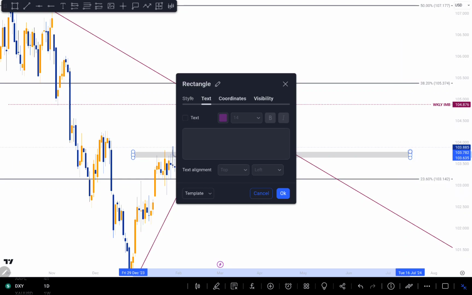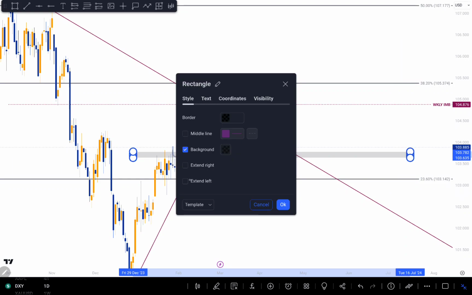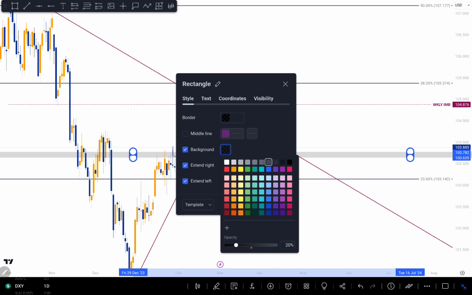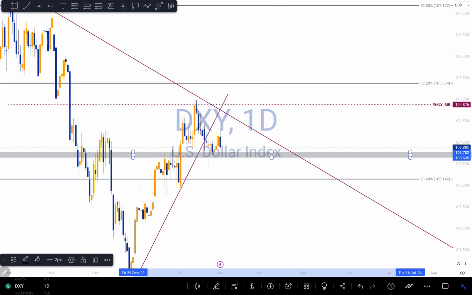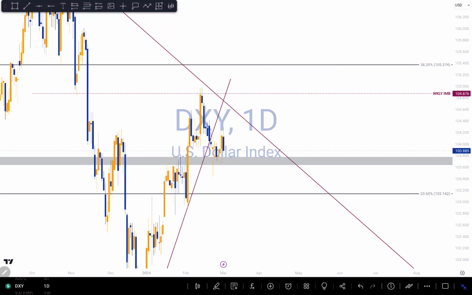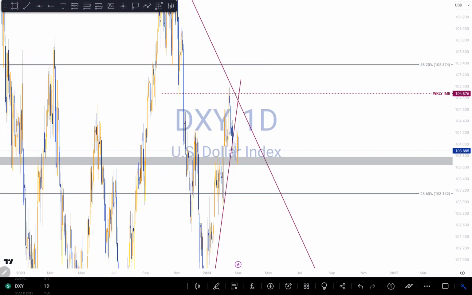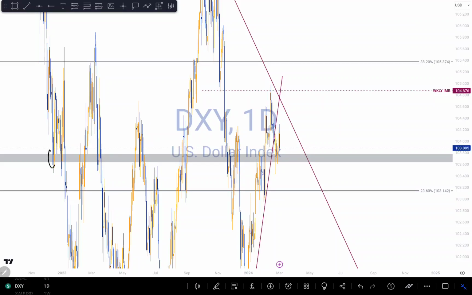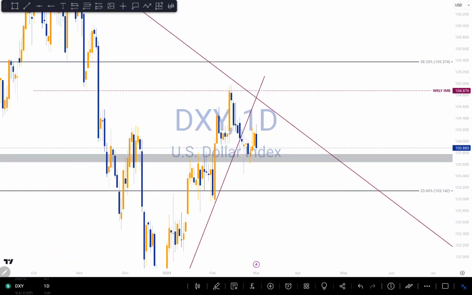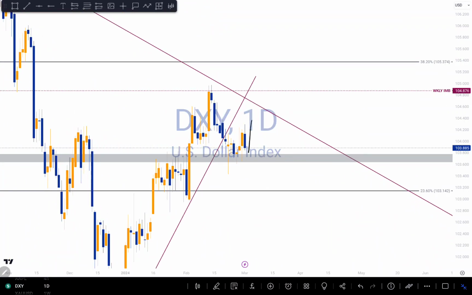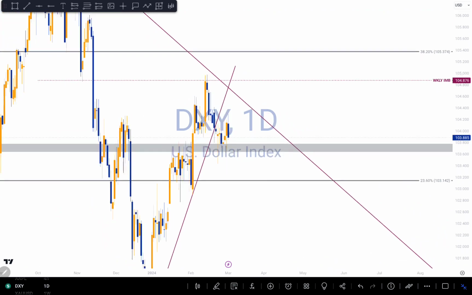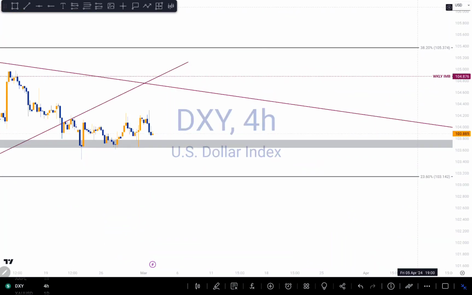Let's change. So we can see that's a sensitive area that we have to be mindful of, because if I zoom in a little bit, we can see that we've rejected around that area quite a number of times. So there's a possibility that we might start rejecting to the upside, based on that. So let's go to my four hour time frame and see.